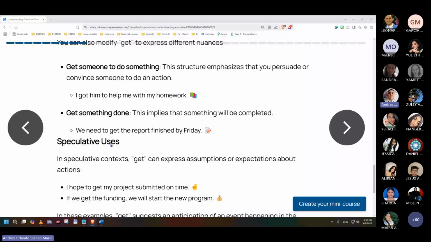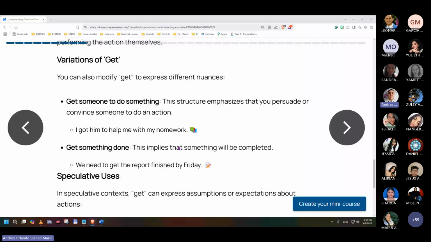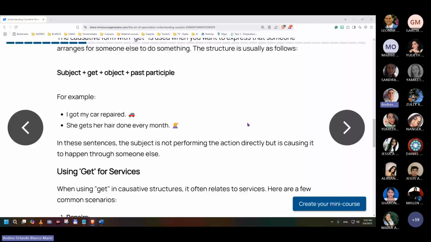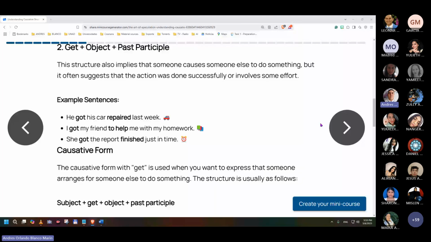You can also speculate using get, but that's another use. It's not causative, it's just for speculation. I'm going to just give you samples of causative verbs. We already discussed have, make, and this is get.